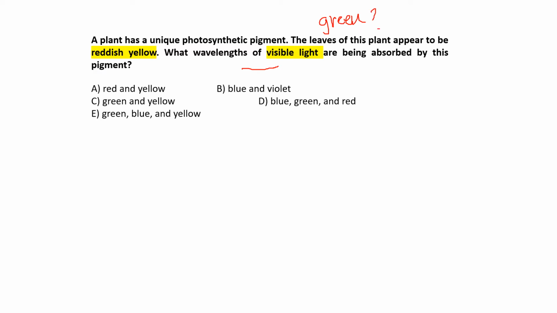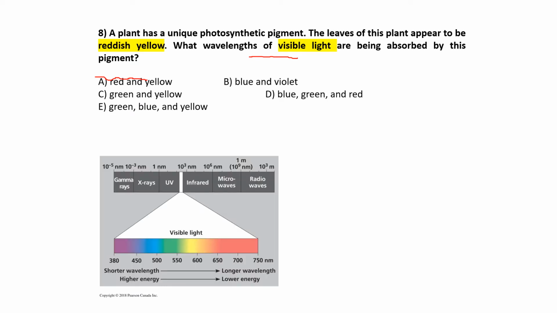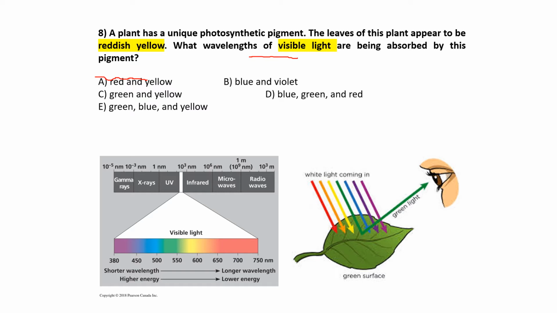Why plants are green, and in this case that they are reddish and yellow, what it means. Okay, so think about it. So the answers, remember, reddish, and they have this visible light. And if you remember the video lecture, the visible light is formed by all these wavelengths, with short wavelength having high energy and long wavelength having lower energy.